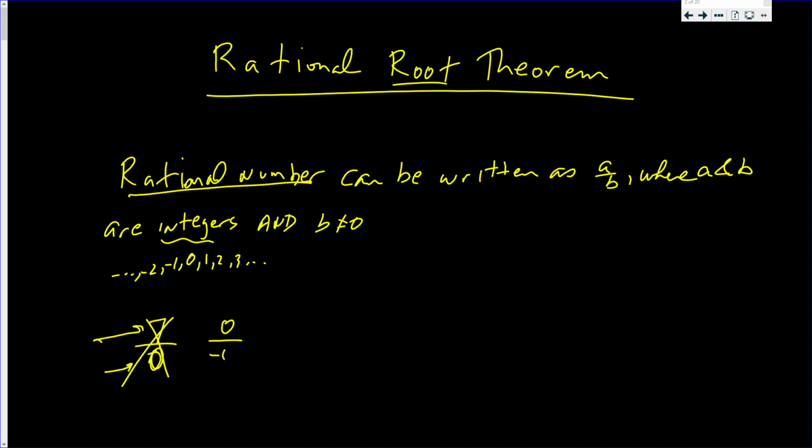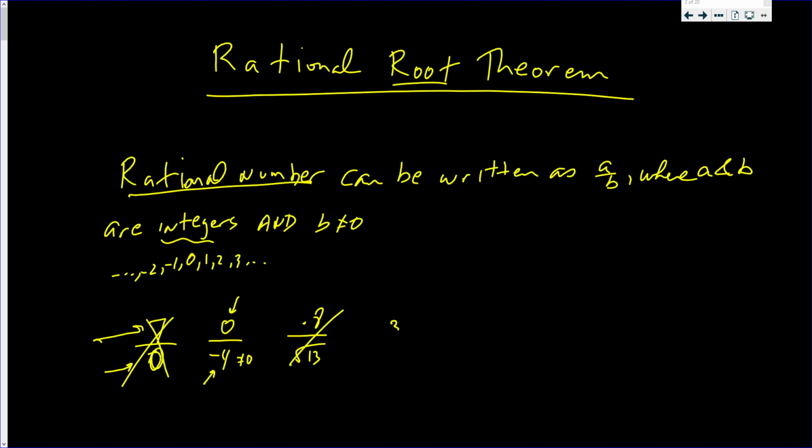0 over -4 is a rational number, because 0, the top number, is an integer, the bottom number is an integer, and the bottom number is not 0. 0.8 over the square root of 13, at least the way it's written, is not a rational number. In fact, you can't write it as a rational number.